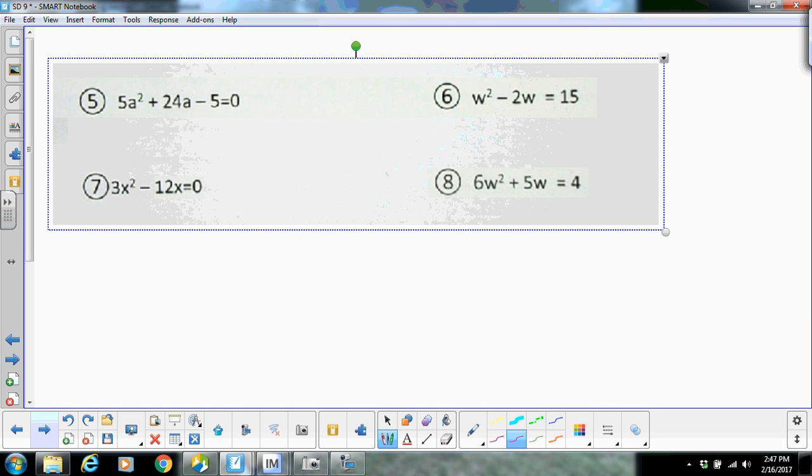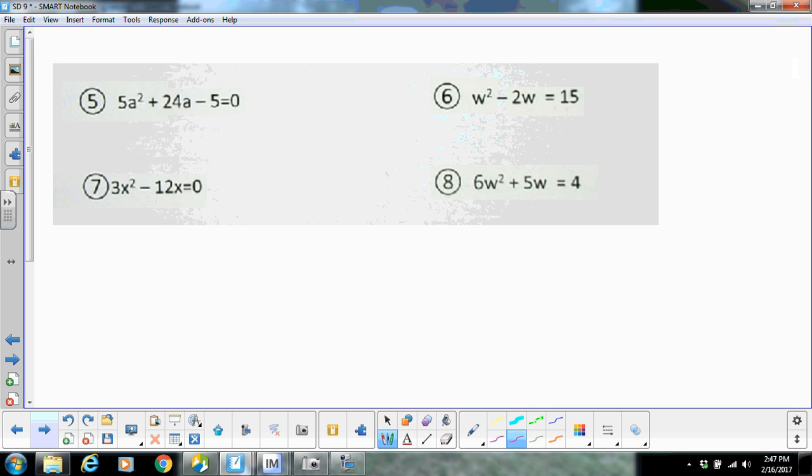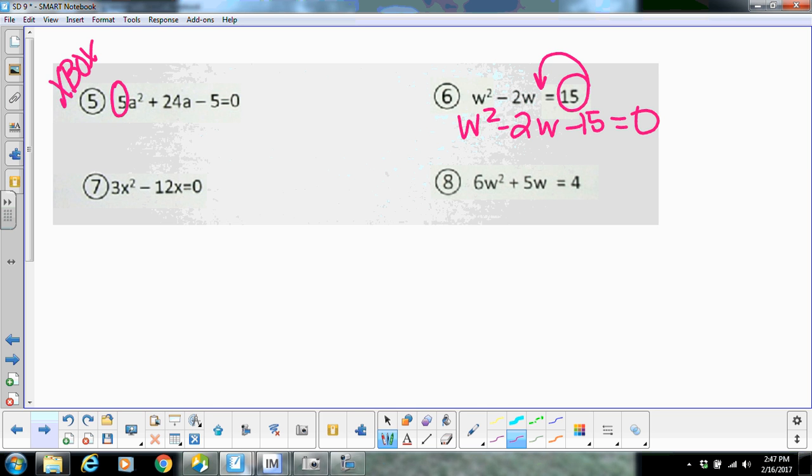All right, again on problem number 5, there's no GCF, so you're going to start with X box, okay? But you do have to divide by that 5. All right, number 6 is a little different because it is not already set equal to 0. So the first thing you need to do is move that over. And then now you go with your regular X box method because the number in front of the squared term is 1. So use your X box factor, set those factors equal to 0.